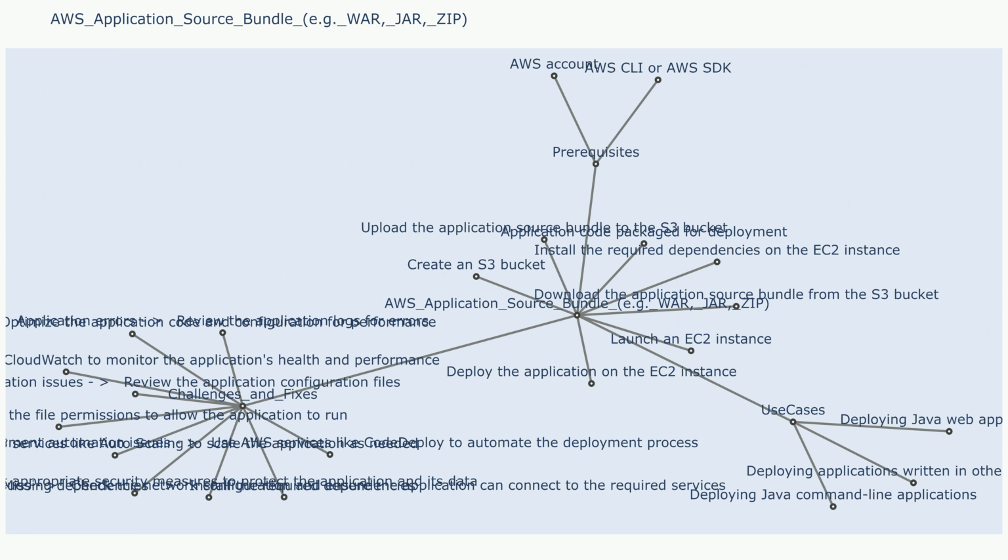Deployment automation issues. Use AWS services like CodeDeploy to automate the deployment process. Use AWS CodeDeploy to automate the deployment of your application, including steps like downloading the bundle, installing dependencies, and starting the application.